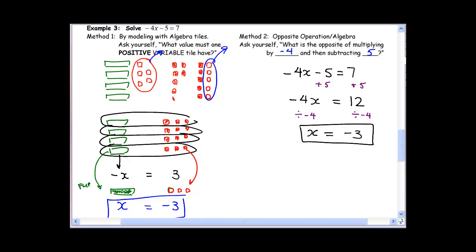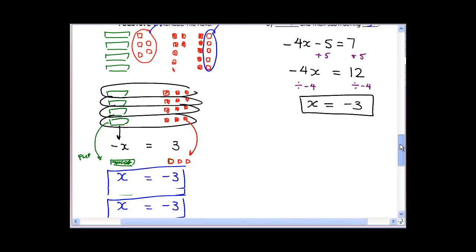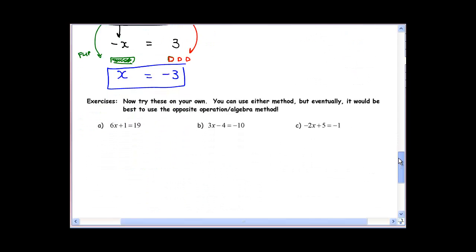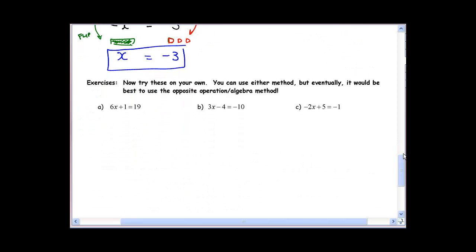Okay, so I think I've done enough examples with you. What I'd like you to do next is try those exercises underneath. I'm going to ask you to try it with either method, but eventually I would like you to use the opposite operation. So if you actually know that quite well, I would strongly suggest that you do A, B, C with that. If you still have some struggles and like the visual picture, then maybe start doing the visuals for maybe A, but gradually for B and C. See if you can transfer over to this opposite operation algebraic method.